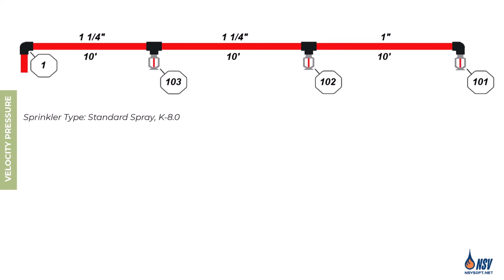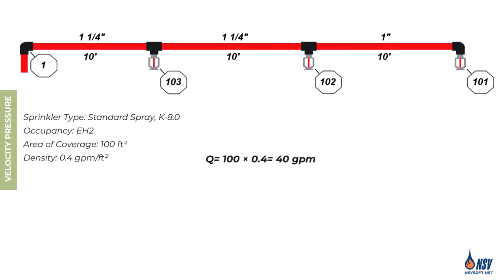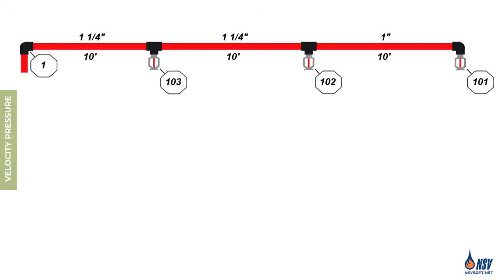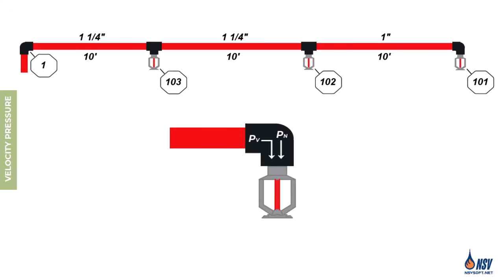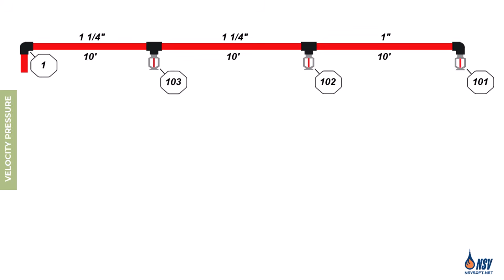In this figure, 3 standard spray sprinklers with a K factor of 8 are protecting an extra hazard group 2 occupancy. Each sprinkler covers 100 square feet, and based on the required density of 0.4 gallons per minute per square foot, the minimum required flow for each sprinkler is 40 gallons per minute. We start our calculations from sprinkler 101. As we reviewed earlier, since this sprinkler is located at the end of the line, the total pressure is responsible for its discharge. We can simply calculate the required pressure by dividing the flow by the K factor and then squaring the result, which gives us 25 pounds per square inch.